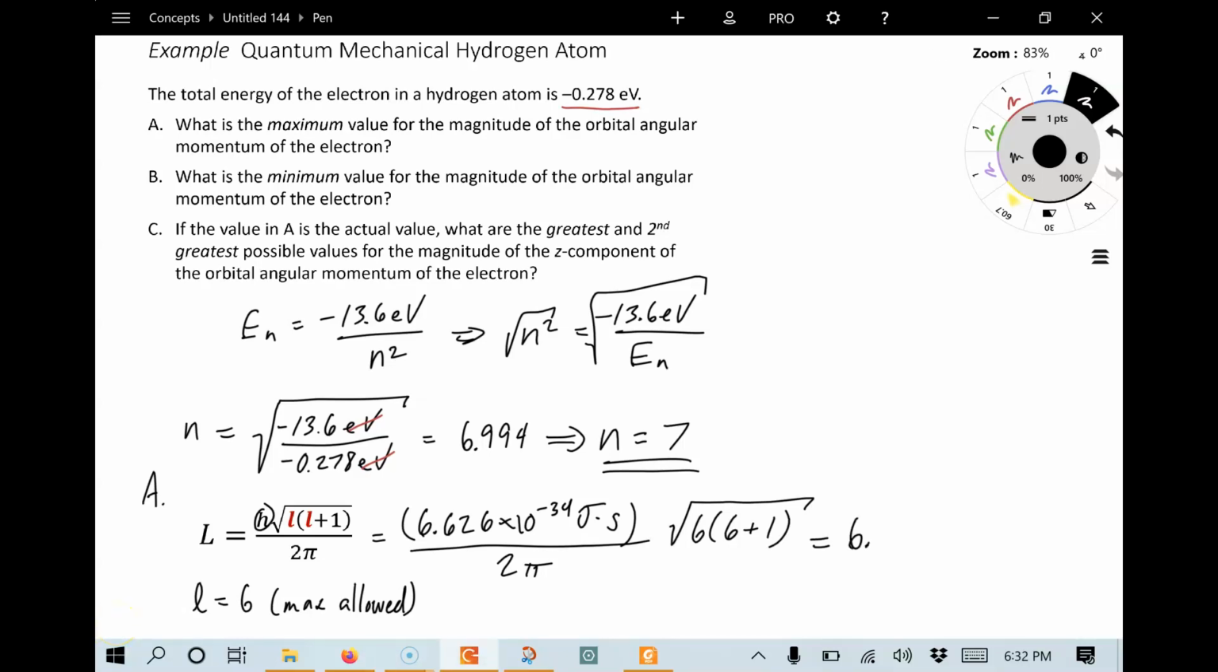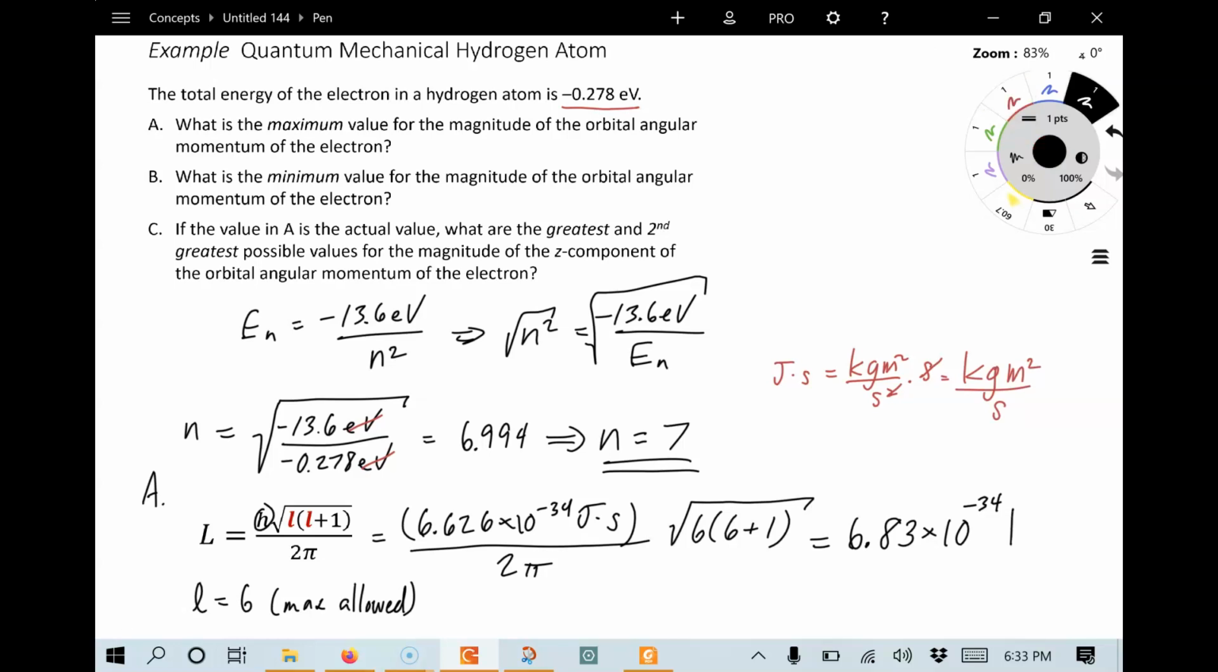6.83 times 10 to the minus 34th. And let's see what our units are. We've got joules times seconds, right? Remember that a joule is a kilogram meter squared per second squared, times a second. That's going to give us a kilogram meter squared per second.